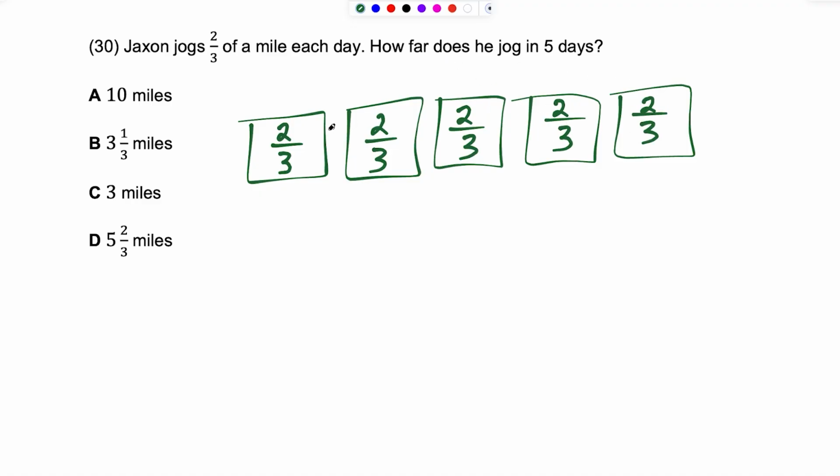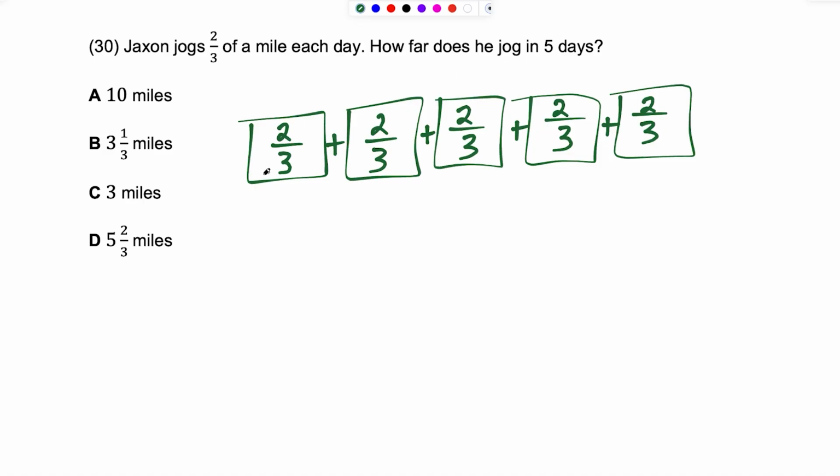Well, if he jogs 2/3 of a mile each day and he does this for 5 days, what we could do is add up 2/3 plus 2/3 plus 2/3 plus another 2/3 plus another 2/3. But this gets very tiring, especially if we were to count this for, let's say, 50 days.